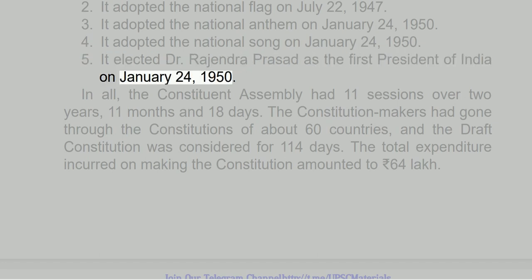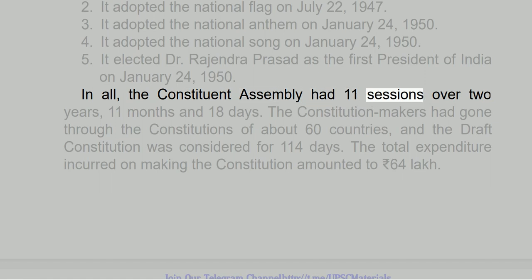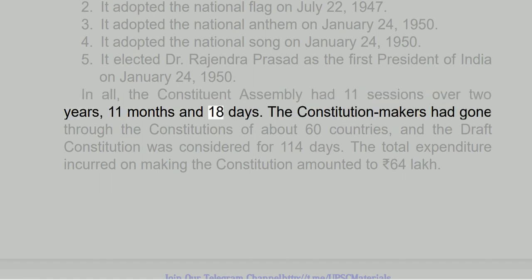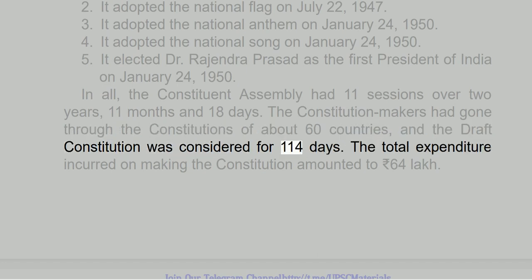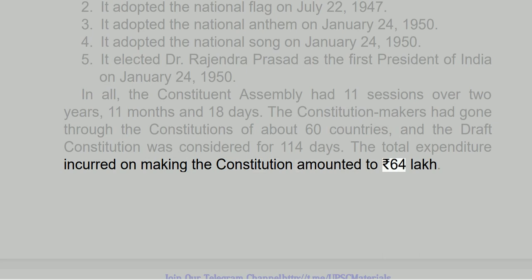In all, the Constituent Assembly had 11 sessions over 2 years, 11 months and 18 days. The constitution makers had gone through the constitutions of about 60 countries, and the draft constitution was considered for 114 days. The total expenditure incurred on making the constitution amounted to 64 lakh rupees.